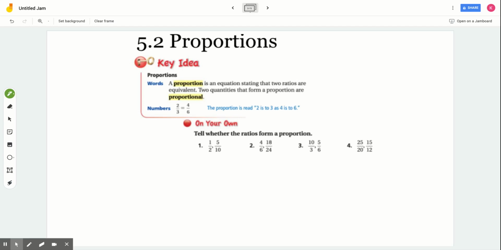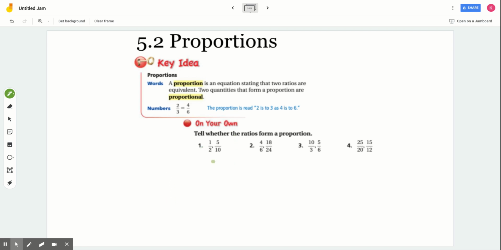Today we're going to be talking about lesson 5.2 on proportions. So a proportion is an equation stating that two ratios are equivalent. Remember, the word equivalent means equal. Two quantities that form a proportion are considered proportional. So we're looking to see if two ratios, two comparisons of quantities, are equal to each other. So today we're going to be exploring multiple ways to find out.